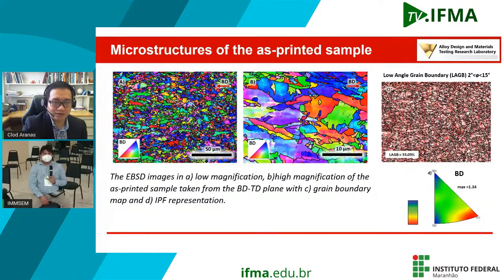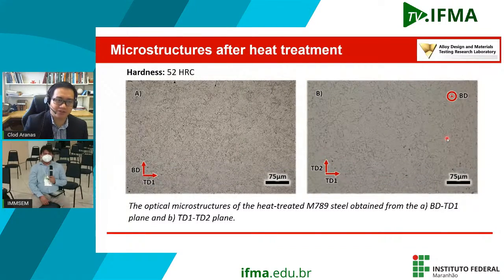And after heat treatment, you can see, so this is the result after heat treatment. So after heat treatment, all the melt pool boundaries are gone. You can see these are mostly martensitic structure.